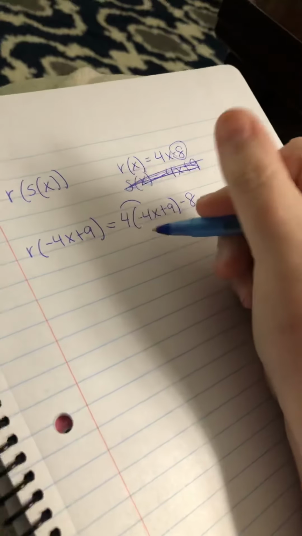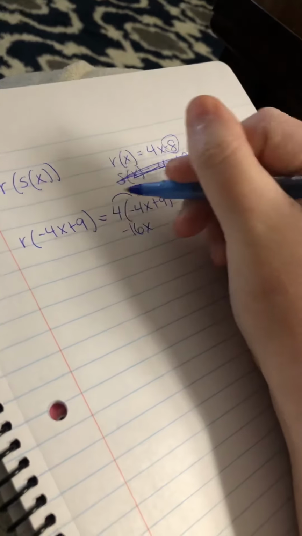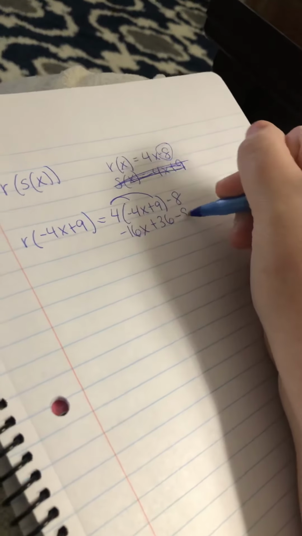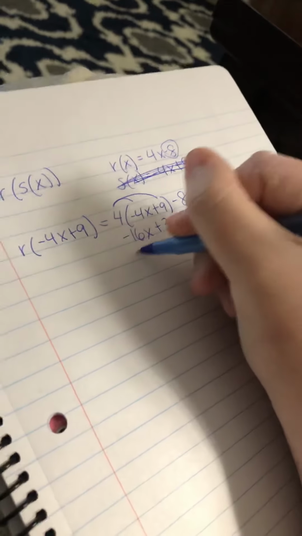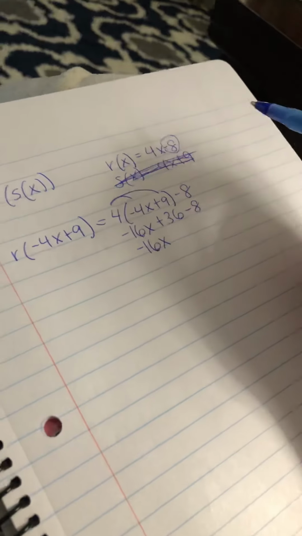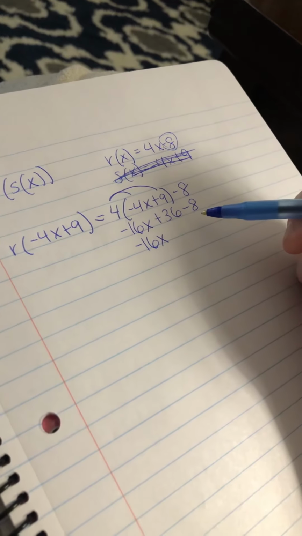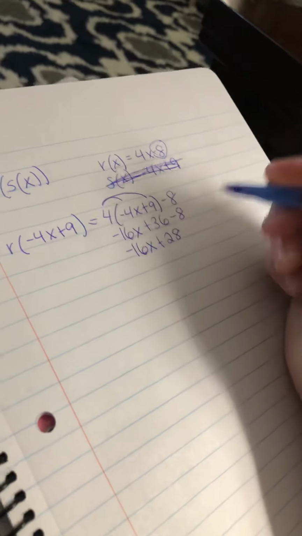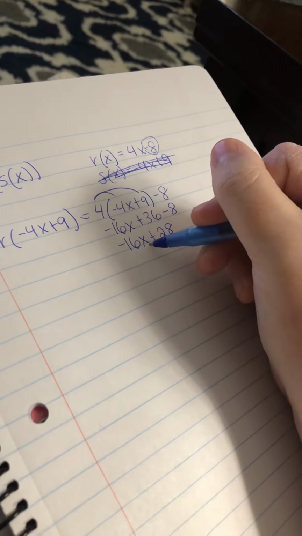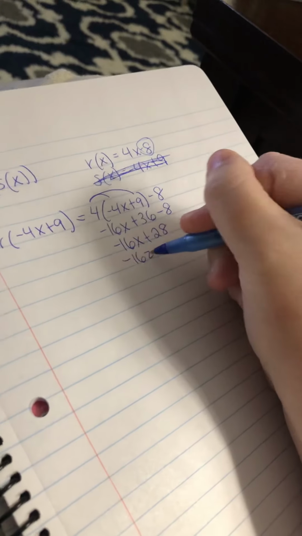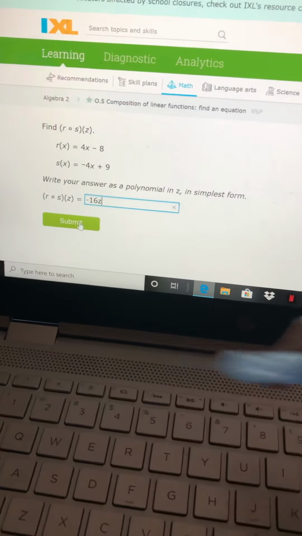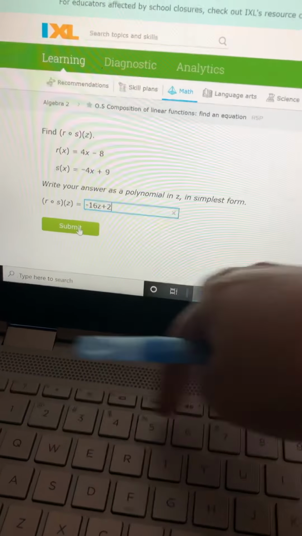So 4 times negative 4, that's negative 16. 4 times 9 is what? 36. And then the subtract 8 drops down. So negative 16X. Let's see. What's 36 subtract 8? 28. And again, don't forget to change this X. They use Z in this problem. So negative 16Z plus 28.